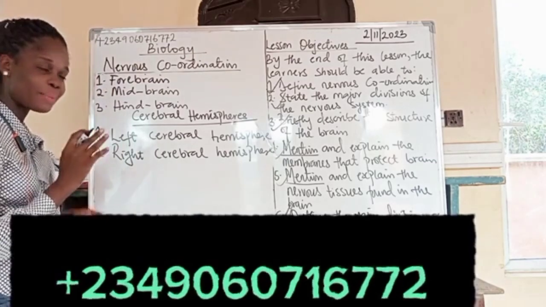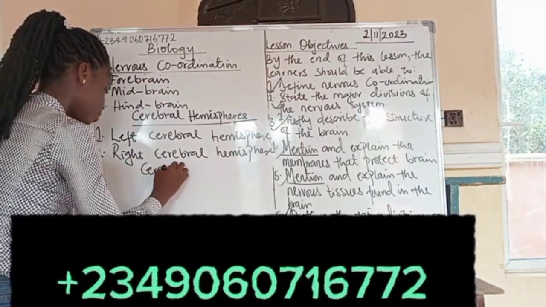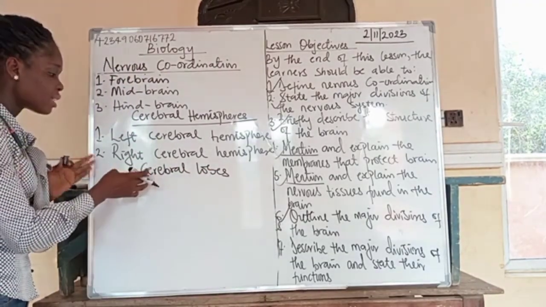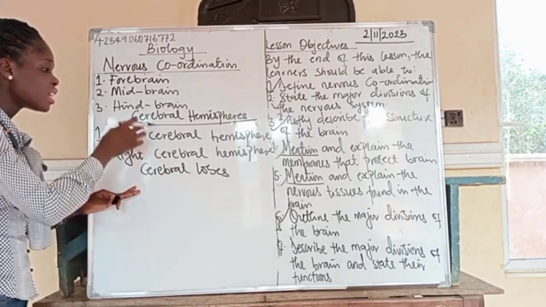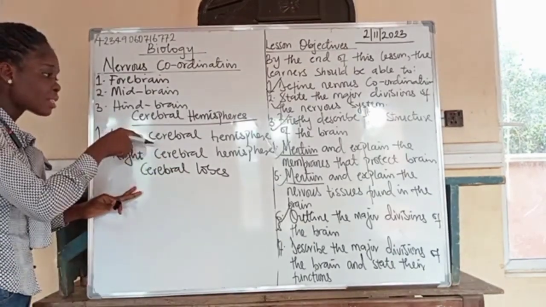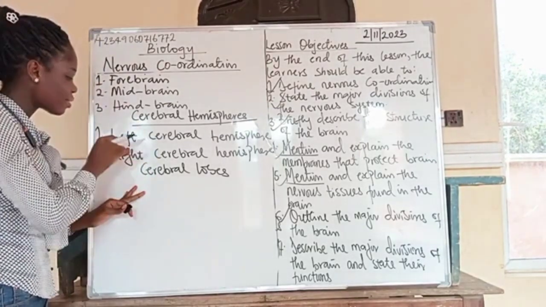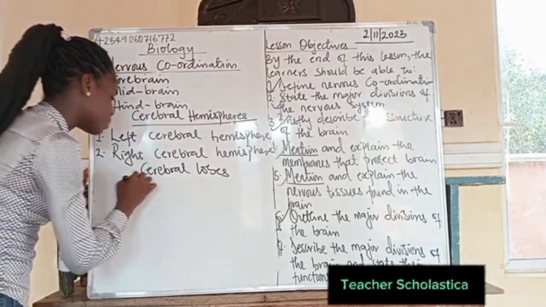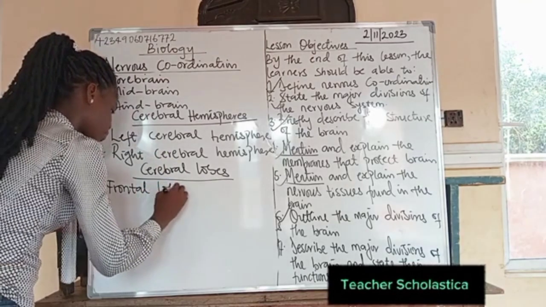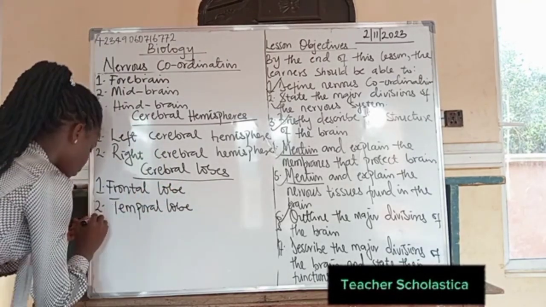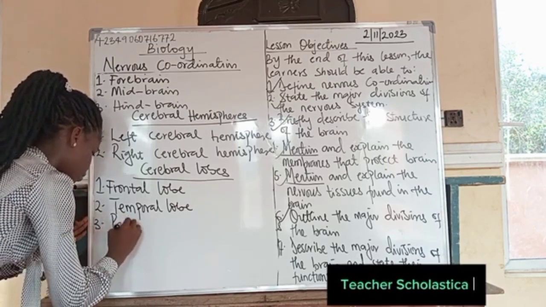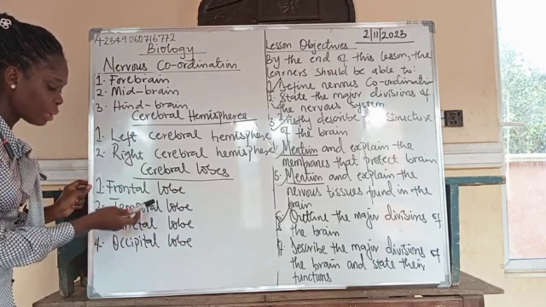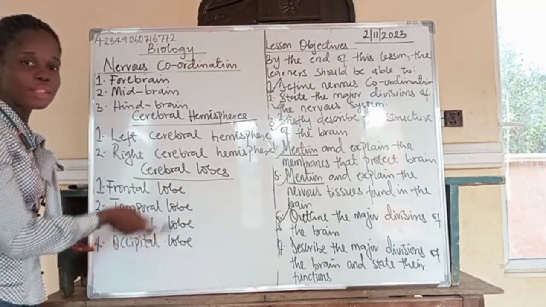We have four cerebral lobes. Before we continue, note that the cerebral lobes are further divisions of each cerebral hemisphere, which means that the left cerebral hemisphere is divided into four lobes, and the right cerebral hemisphere is also divided into four lobes. The cerebral lobes include the frontal lobe, temporal lobe, parietal lobe, and occipital lobe.